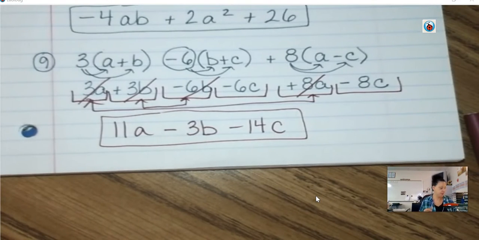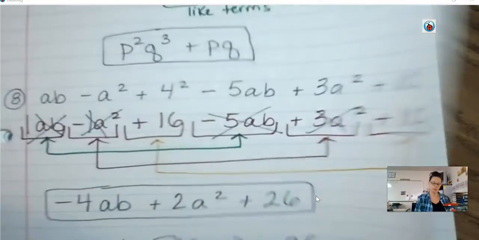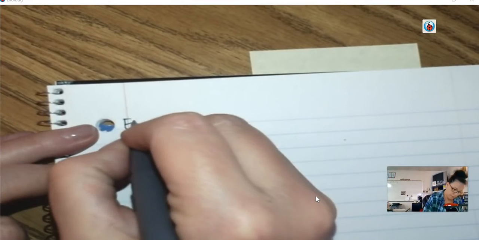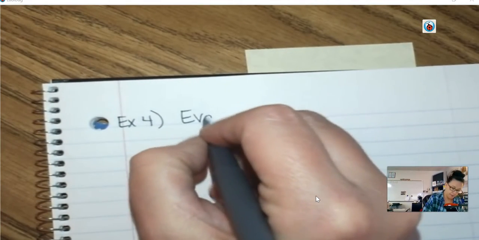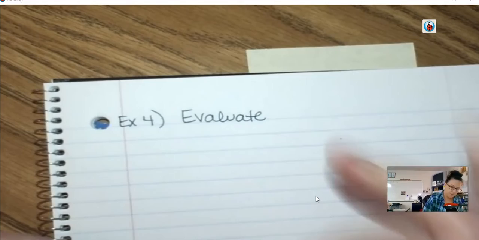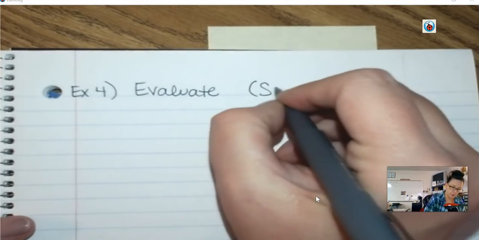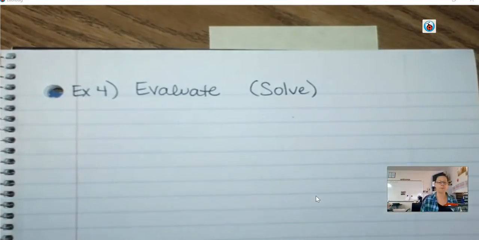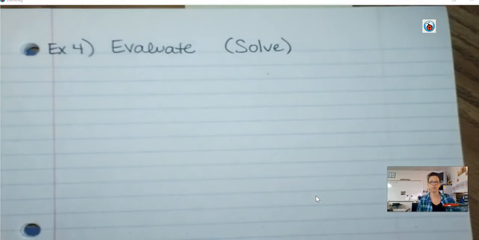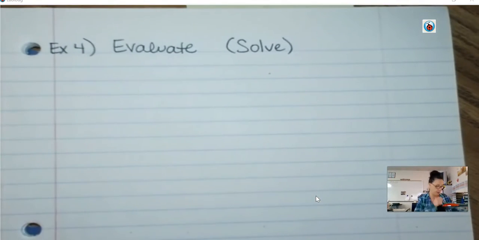Okay, now we're going to finish up with word problems. And the directions say to evaluate. Whenever you see evaluate, that means solve. So it wants a final answer when you're done. Okay, 4A.